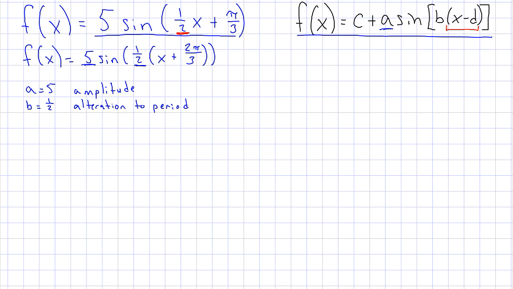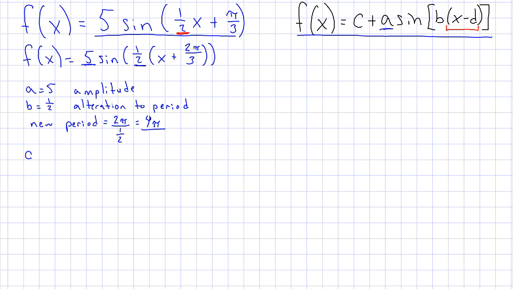B is 1/2. The period of sine is 2 pi. So the new period is 2 pi divided by 1/2. Again, when I divide by 1/2, that's the same as multiplying by 2. So the new period is 4 pi.